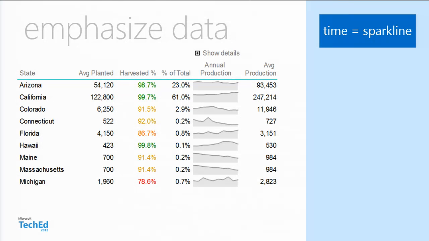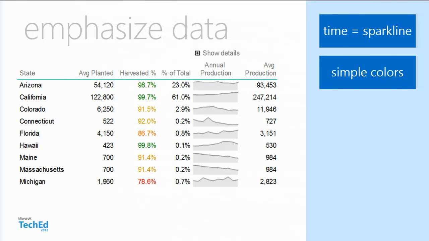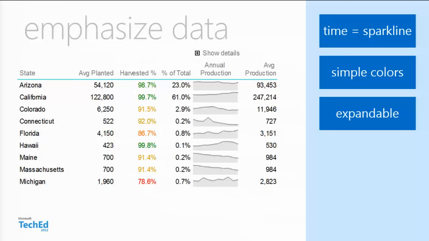So whenever you have a trend over time, and that's really the point of what you want to show, consider using a spark line instead of just the raw data. Again, for the spark line, use simple colors. In this case, the colors wouldn't have meant anything. So unless it means something, lean towards using simple colors. Here I've used the gray. If you want the details still, you can still include them, but maybe collapse them by default.